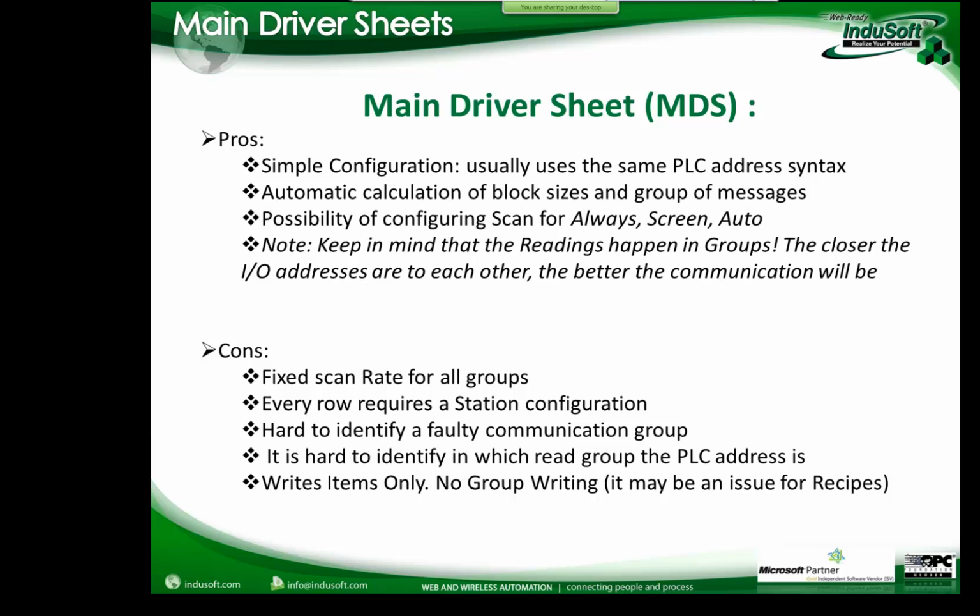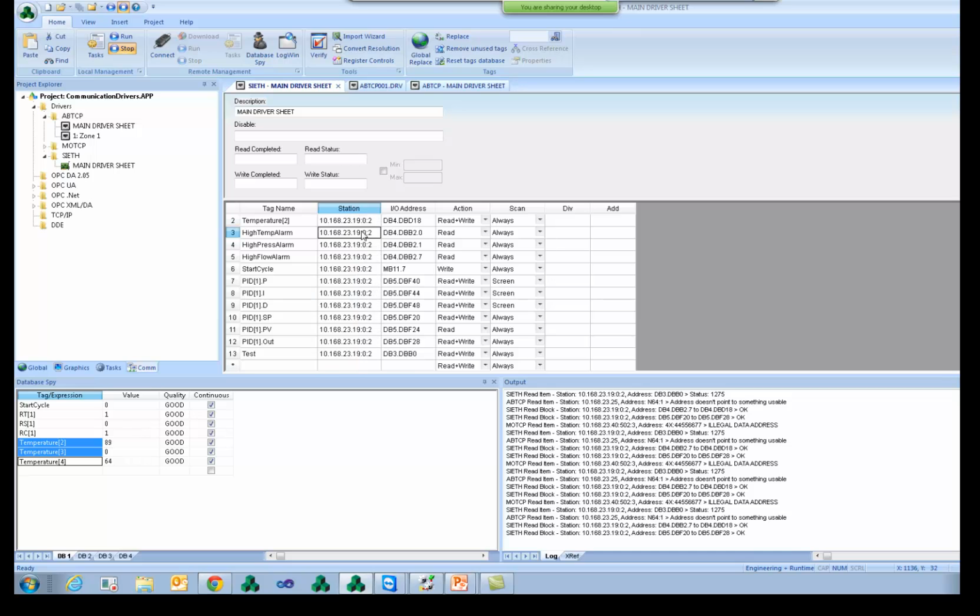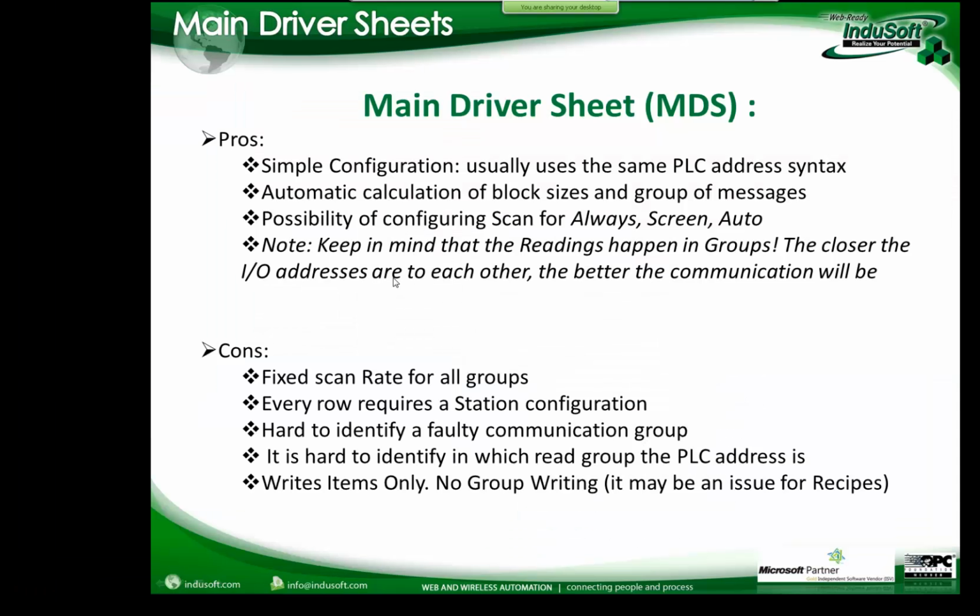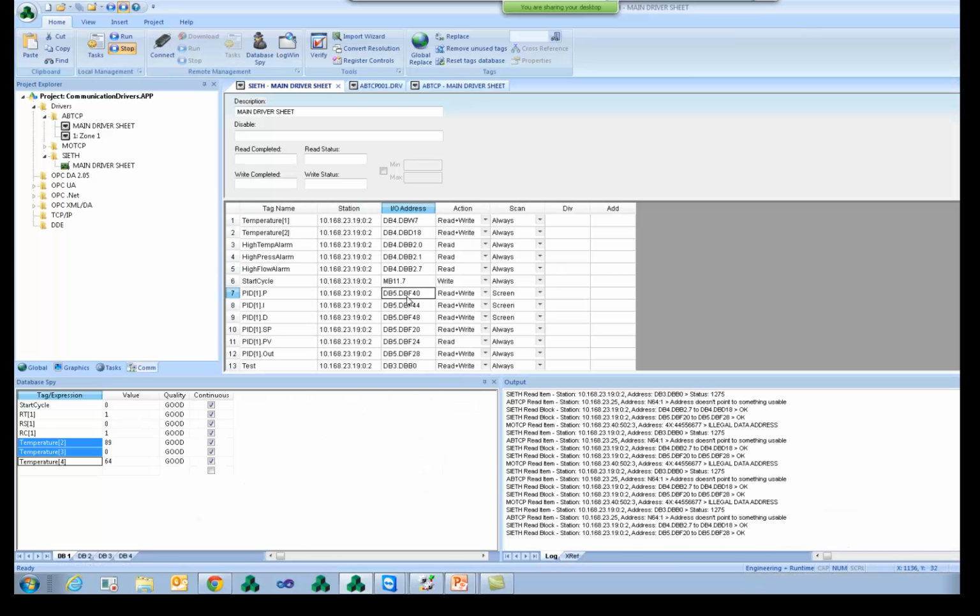Okay. Another thing is that on each row you need to configure the station field. And as you see in this example here, we have all these tags talking to the same PLC, but on each one of these rows I need to enter the station field. Okay. And for debugging, it's a little bit harder to identify when you have a faulty group. Let's say that on Siemens you configure a wrong DB. Instead of 5, you put, let's say, 51, and it's harder to find where the error is.